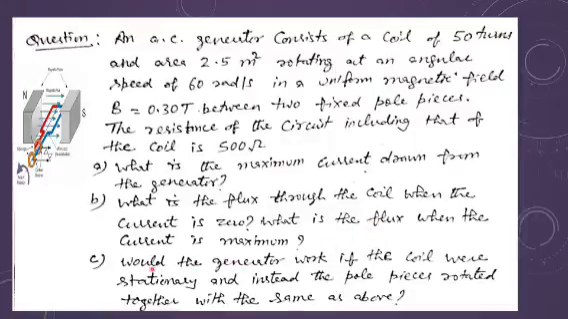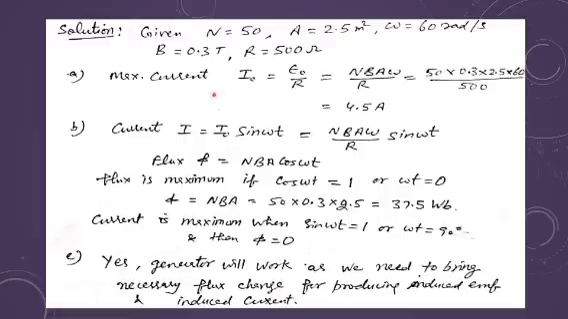And the third part is, would the generator work if the coil were stationary and instead the pole pieces rotated together with the same omega as above? It means if omega is kept the same, then of course it will not make any difference, as we have discussed in theory also. So we have to simply find the maximum current and flux for the different values of the current. This is the question, and the given things have already been noted by you. So you have to look for the solution.